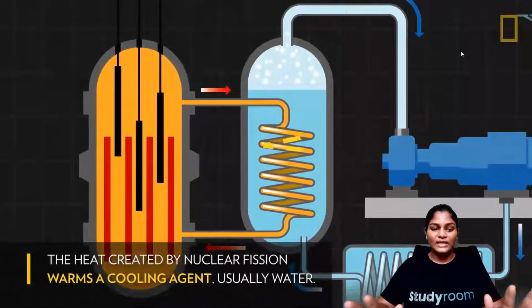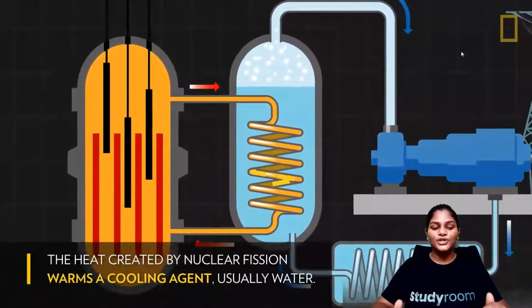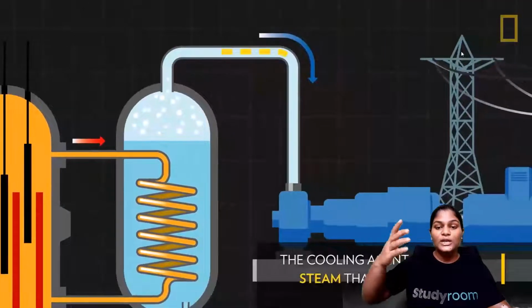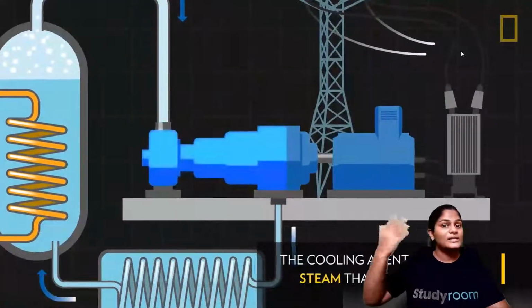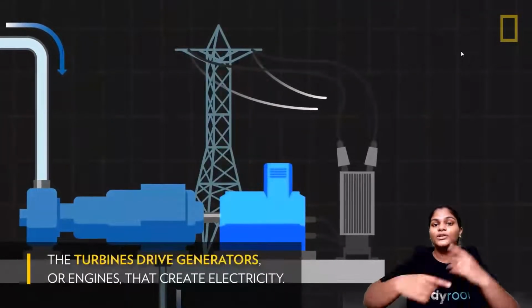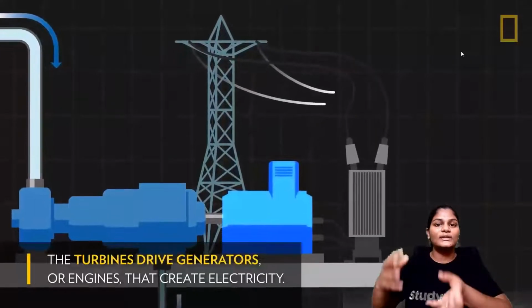Okay, great. The heat created by nuclear fission warms a cooling agent, usually water. So water is usually heated. So what happens when water is heated? Steam is produced. That steam turns the turbines, and that turbine generator, the turbine rotating, is creating electricity.